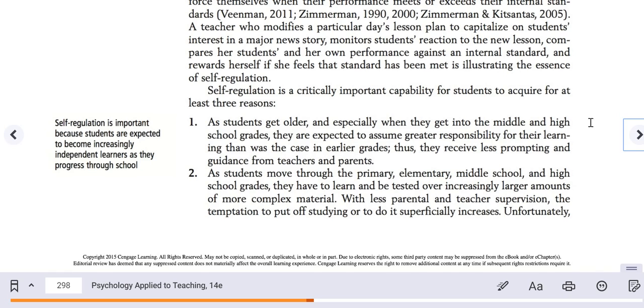As students get older, and especially when they get into the middle and high school grades, they are expected to assume greater responsibility for their learning than was the case in earlier grades. Thus, they receive less prompting and guidance from teachers and parents.